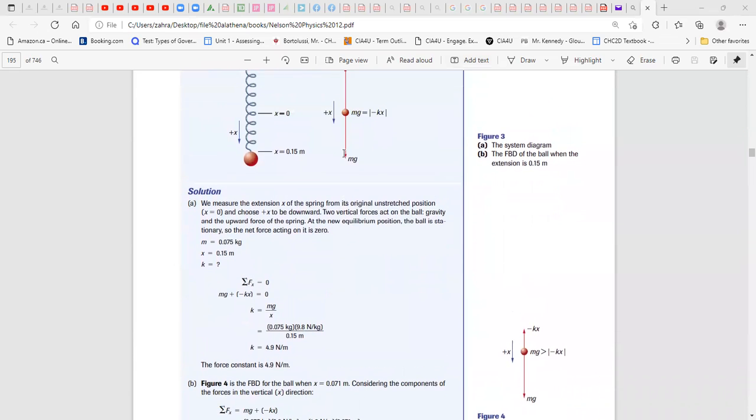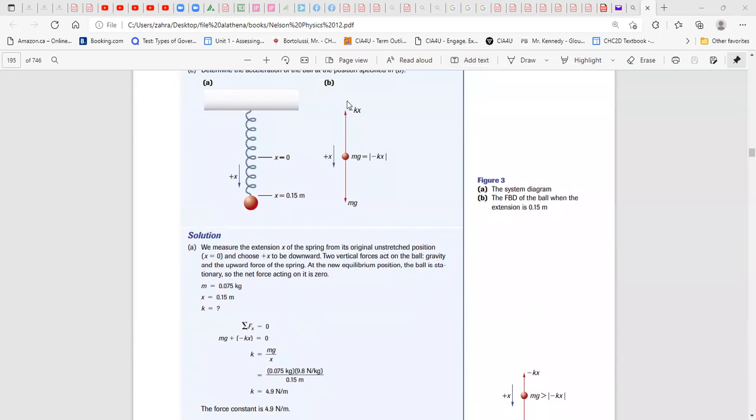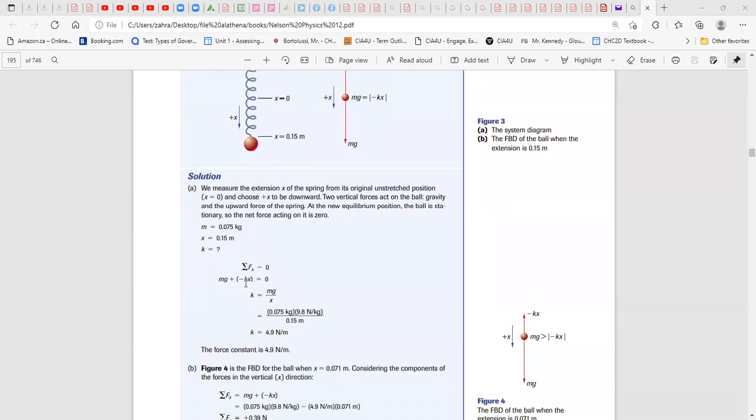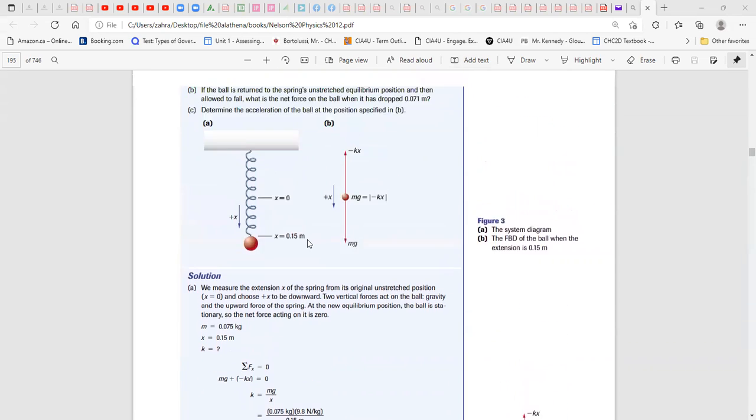So what are the forces here? We have the force of the spring pulling the object up, which is negative kx, and the weight of the object, mg. These two need to be equal or cancel each other. So mg plus negative kx is 0. You just rearrange it for k. You get k to be 4.9. The mass is given, g is 9.8, and the x displacement is given to be 0.15 meters.